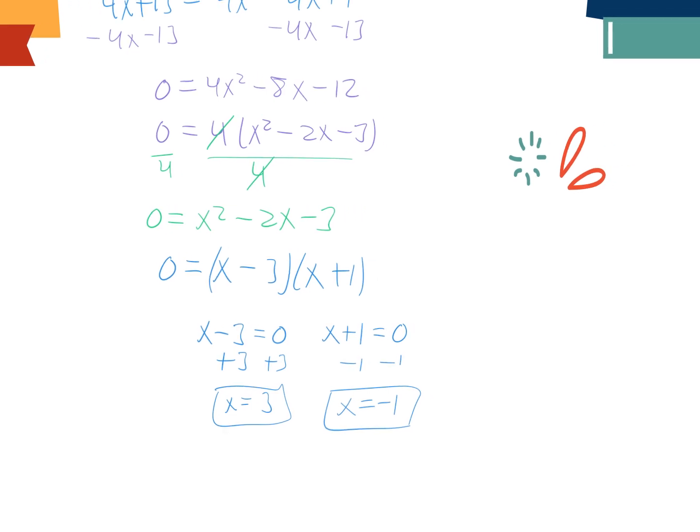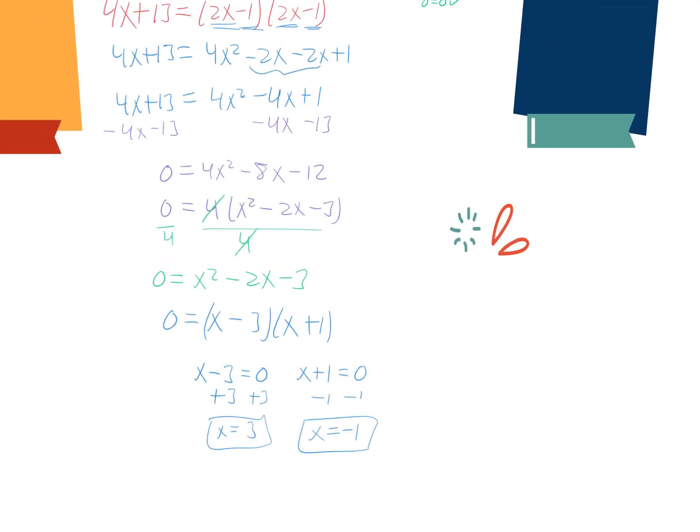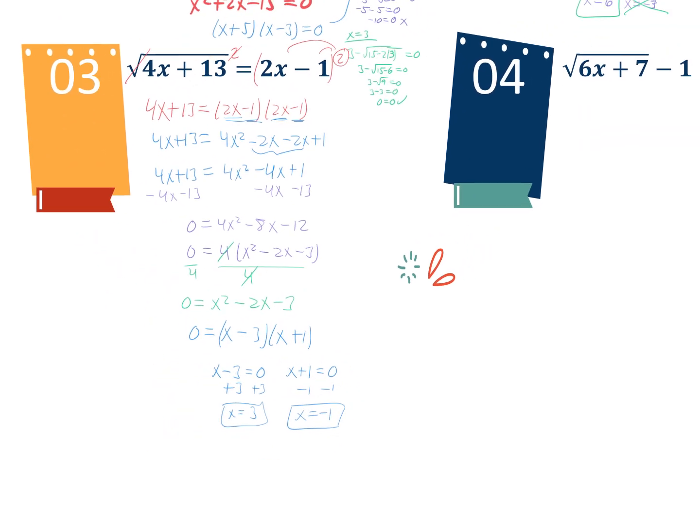I know I boxed my answers, but I boxed them a little bit prematurely because in any kind of radical equation, we always want to check that your answers are true. So I'm going to write that off to this side right here. Let's check. Let's first start with x equals 3. Let's plug in a 3 everywhere that you see an x.